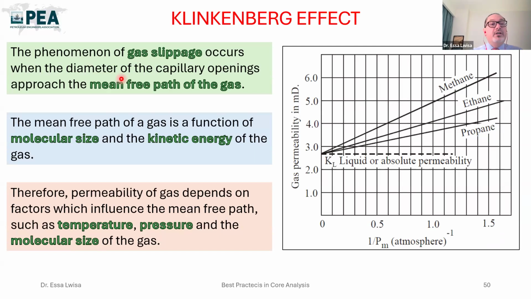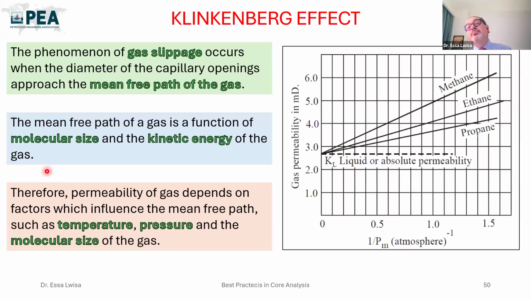The phenomenon of gas slippage occurs when the diameter of the capillary openings approaches the mean free path of the gas. So it is too narrow for the gas, but the gas can still go through. That is the gas slippage. Of course, that does not happen with liquids. The mean free path of gas is a function of molecular size and the kinetic energy of the gas.